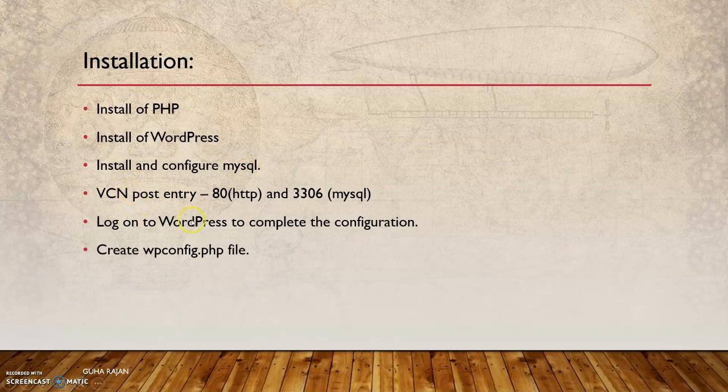So basically 6 steps: install PHP, install WordPress, then configure MySQL, then the port entry of 80 in the Oracle Cloud network, and 3306 for MySQL, and then finally complete with the WP config file, which needs to be created. We'll see that one after the other. We'll get into the cloud instance, that is the Linux instance, virtual machine, and we'll perform the sequence of steps towards the WordPress.